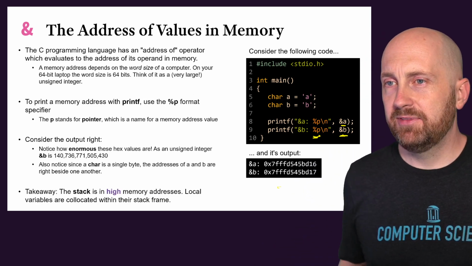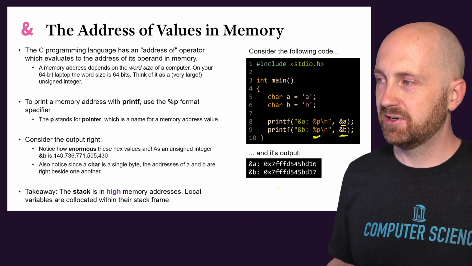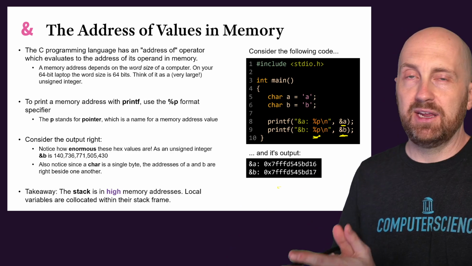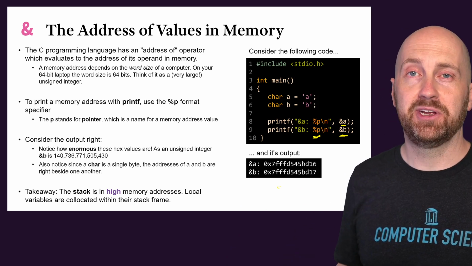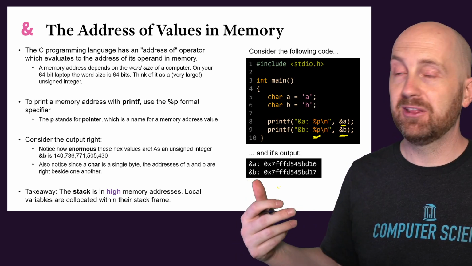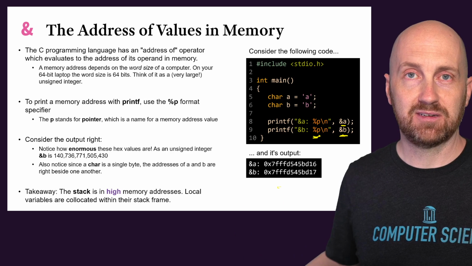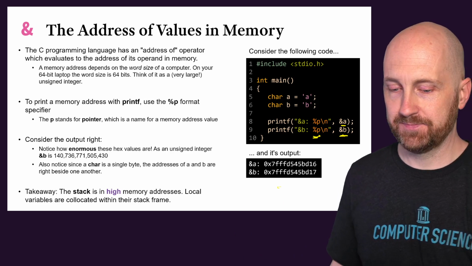The key takeaway of this is not necessarily specifically that A came before B or vice versa. The key takeaway here is that these are very large memory addresses, and it gives us some confirmation that in fact our main frame in memory is a very large number. It's not something that's closer to 0 and in the lower end of our virtual memory space, right?